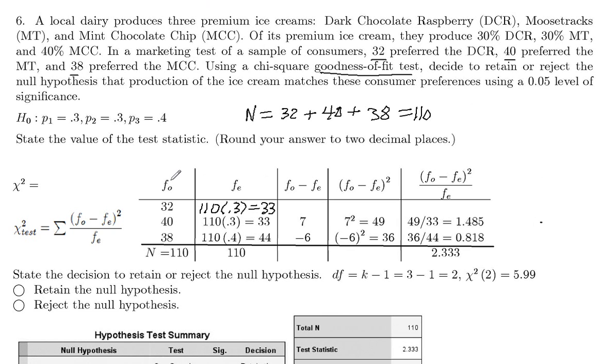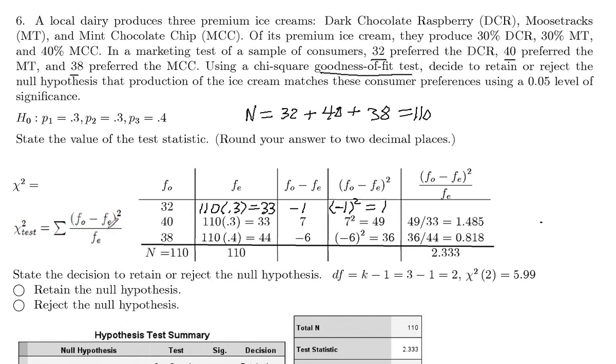Okay, next we're going to subtract first column minus second column, so observed frequency minus expected. So we do 32 minus 33 is -1. 40 minus 33 is 7. 38 minus 44 here is -6. Next column, we take the difference in the observed and expected, and we square it. So we take this column and we square all those numbers. -1 squared, you square a negative, you get a positive, so that's +1. 7 squared is 49, and then the -6 squared here is 36.